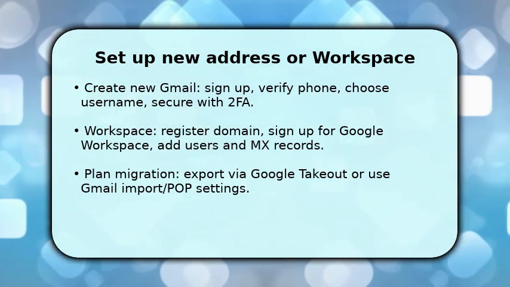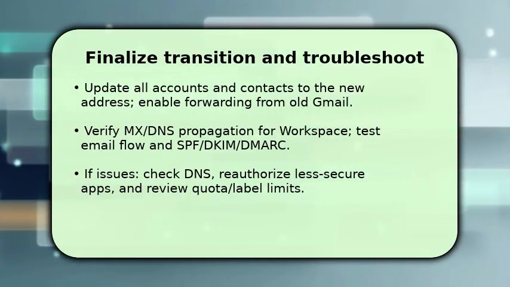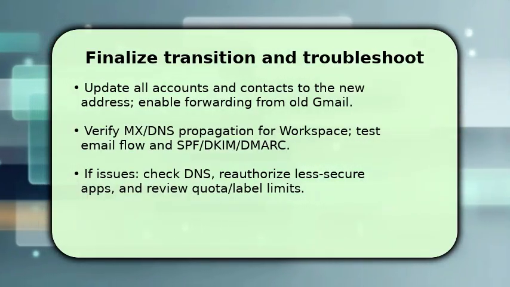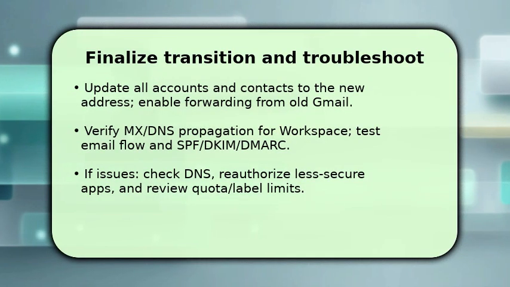Finish by updating every service and contact with your new address and enable forwarding from the old account so nothing is missed. Set an auto-reply that informs senders of the change. For Workspace, confirm MX, SPF, DKIM, and DMARC settings and wait for DNS propagation. Then test sending to and from external addresses.